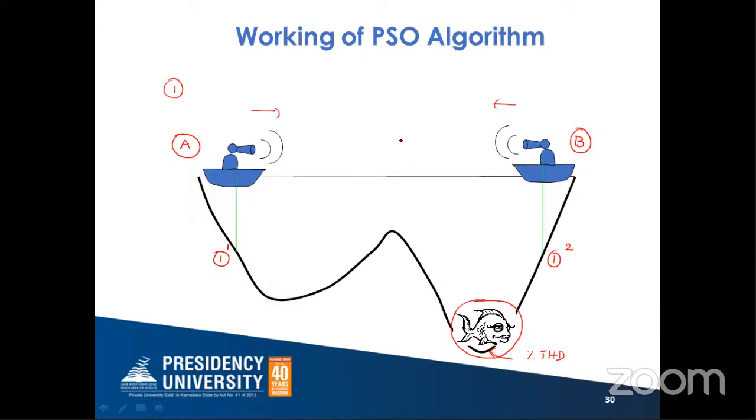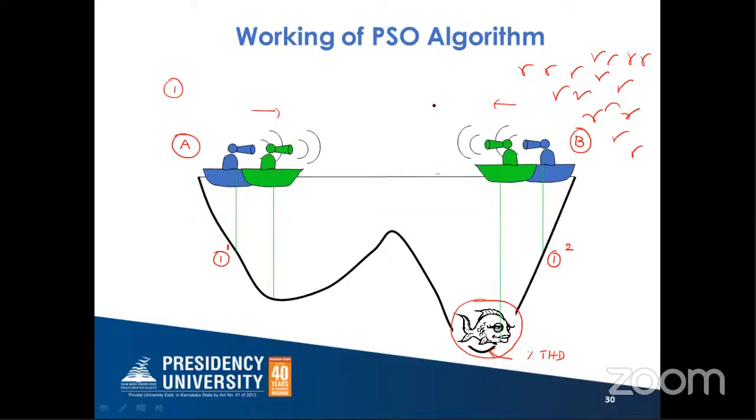Let us use your imagination: a group of birds, several birds, in this search space. These birds are trying to catch the food, and they are also sharing information among themselves. That is what they are doing. Got it? So the first person has shared information with the second person, and the second with the first. Then you see the first person has reached this position.